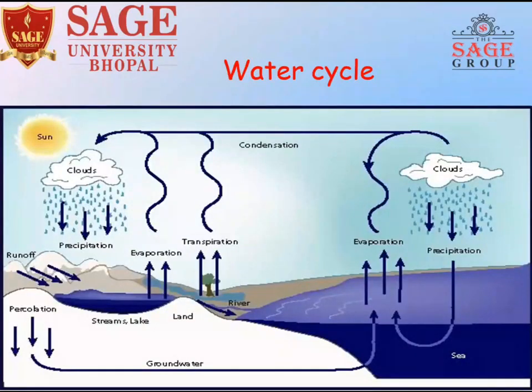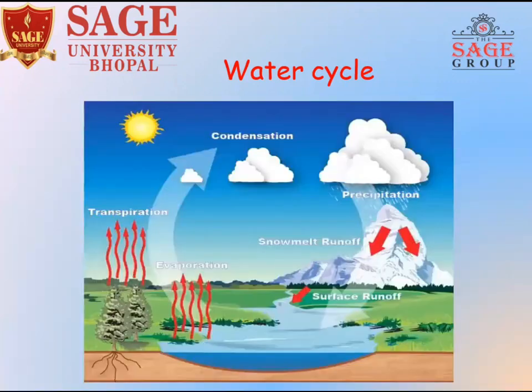This is a pictorial description of the cycle. Here we see all the steps involved in the water cycle like evaporation, transpiration, condensation, precipitation, runoff. This is another pictorial description of the water cycle. All the steps are involved here.